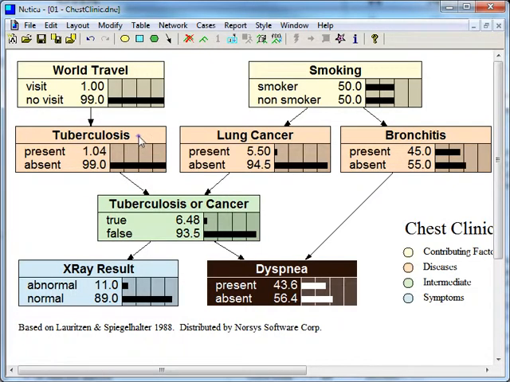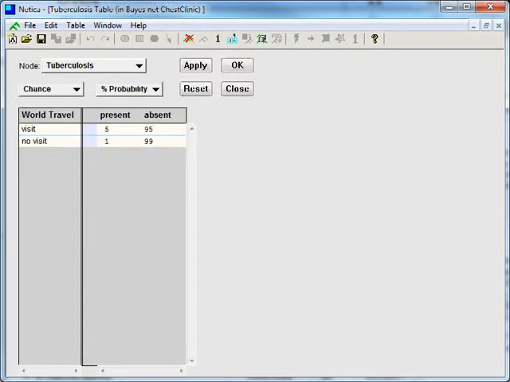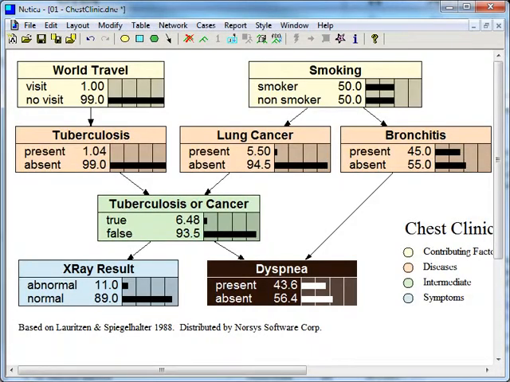As before, if we click on any node and look at the table, we see that the network embeds conditional probabilities. So in this case, it's the probability of having tuberculosis given world travel. So if you visited somewhere, there's a 5% chance of getting tuberculosis, and if you haven't visited, sort of a 1%. Now all this data is made up, so don't worry too much about that, but it gives you the idea that you can enter in conditional probabilities.